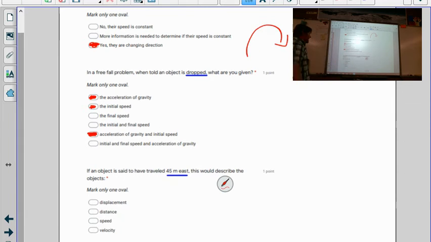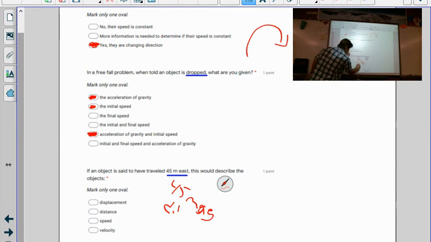If an object is said to have traveled 45 meters to the east, 45 is the magnitude, and east is the direction. So that is a vector, which means displacement. Displacement is a vector quantity.